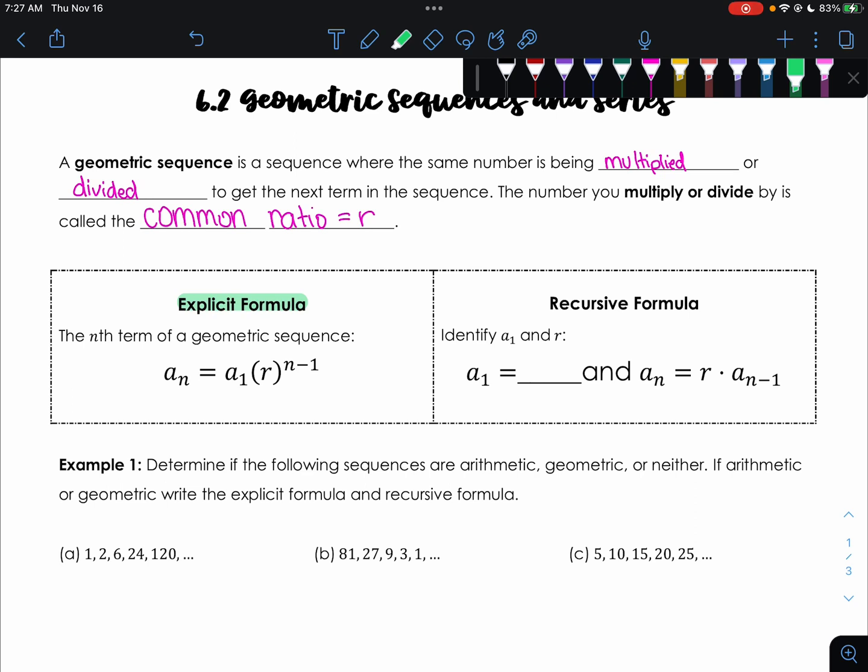And then our recursive formula is where we say the first term, and then we say that a sub n equals our common ratio times our previous term. So this right here is the common ratio. Again, a sub 1 is going to be our first term.